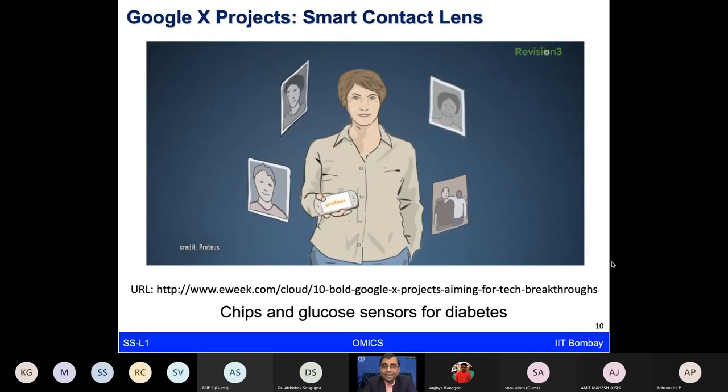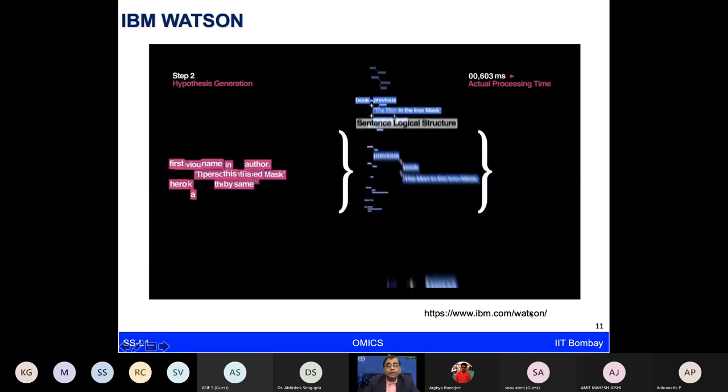All right, so small devices with the understanding of biology, with the understanding of artificial intelligence, you can see how much scope it has, and one could try to get a lot of information just by using these smart contact lenses, right? And in your belly.